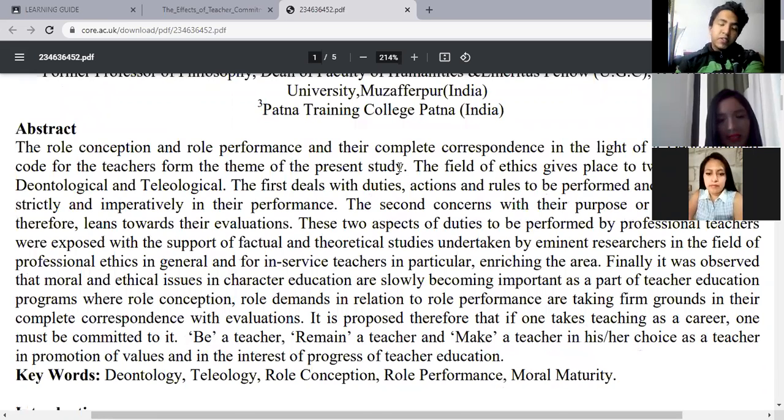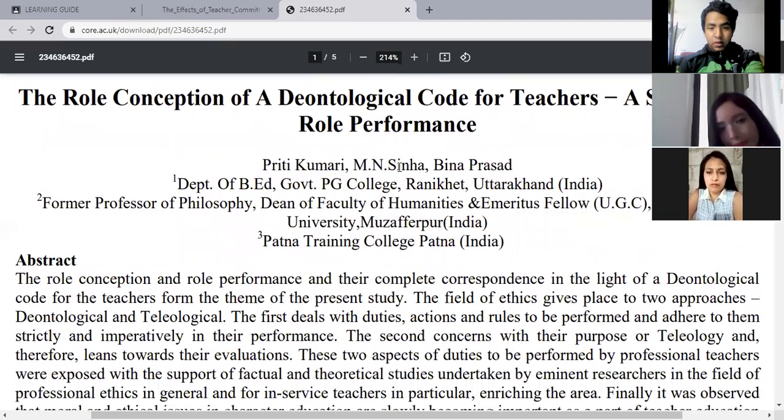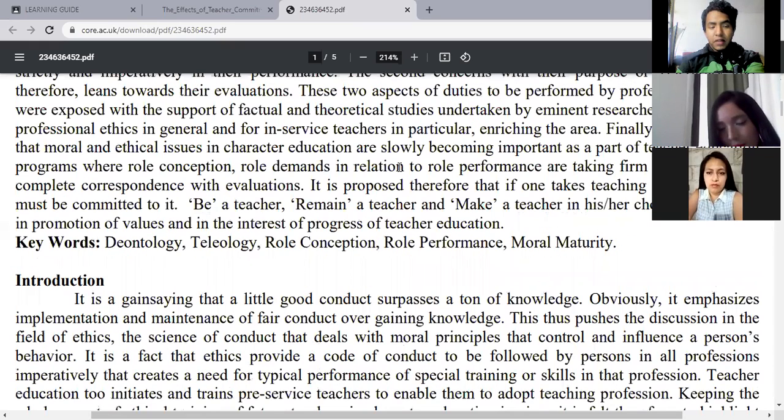Today, we are going to talk about the role of conception of a deontological code for teachers and its role performance. So, first, what is deontological? Deontological is a kind of aspect that can help people to have a good development in the professional aspect, whatever professional aspect it could refer to, because it can be applied to teachers, to policemen, to businessmen, and in every field of jobs that people have.